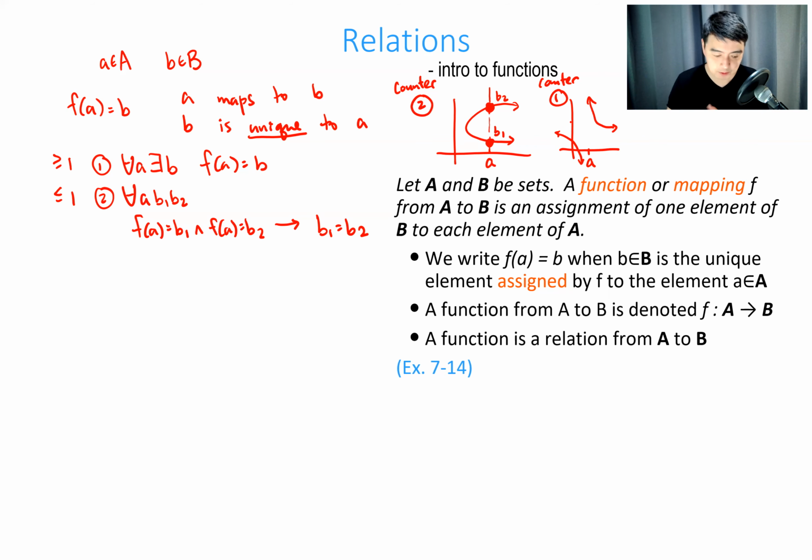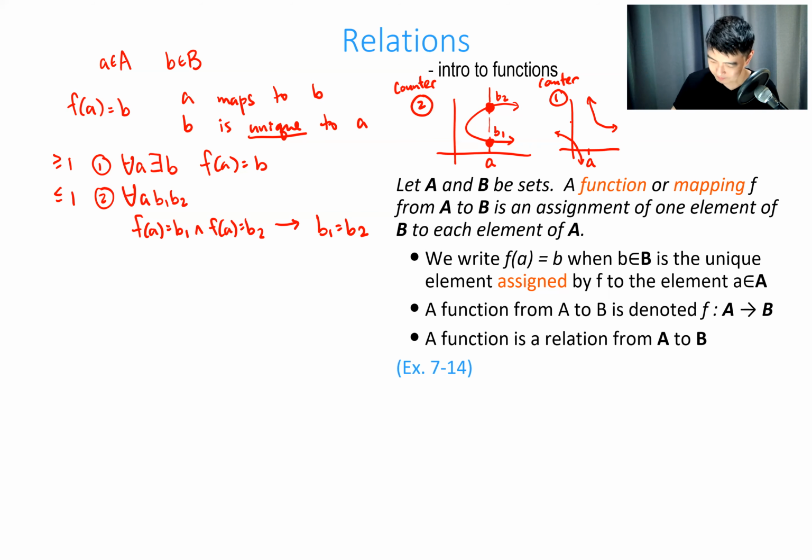So let me say this one more time. Every input has to have at least one output. Every input has to have at most one output. So therefore, every input has one and only one output. All right, so that's our definition of a function.